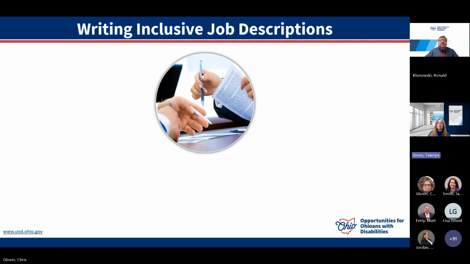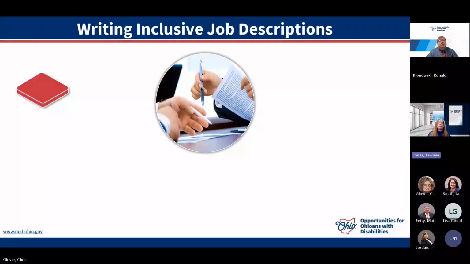Job descriptions are often the first barrier or opportunity for attracting qualified candidates with disabilities. Writing them inclusively starts with identifying the essential functions of the role and removing language or requirements that unintentionally exclude qualified candidates with disabilities. Let's discuss some best practices with examples to help you make your job postings more inclusive.